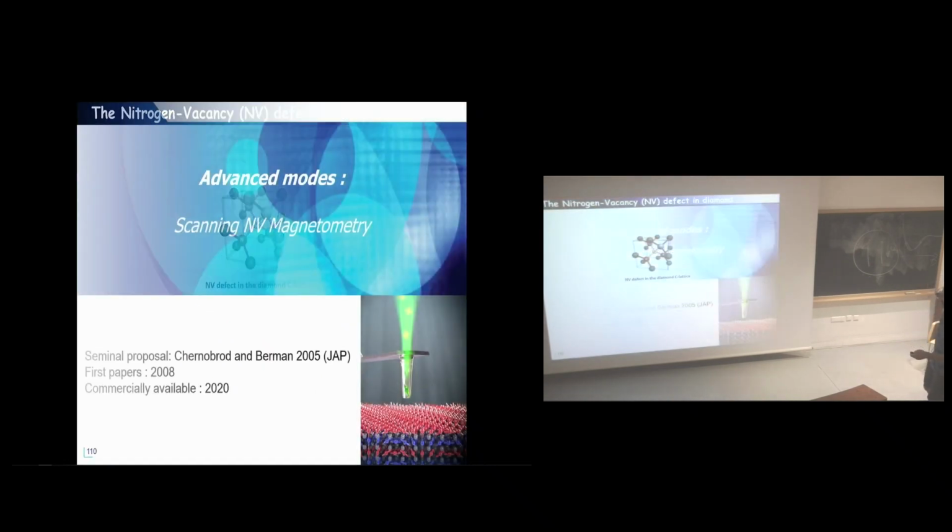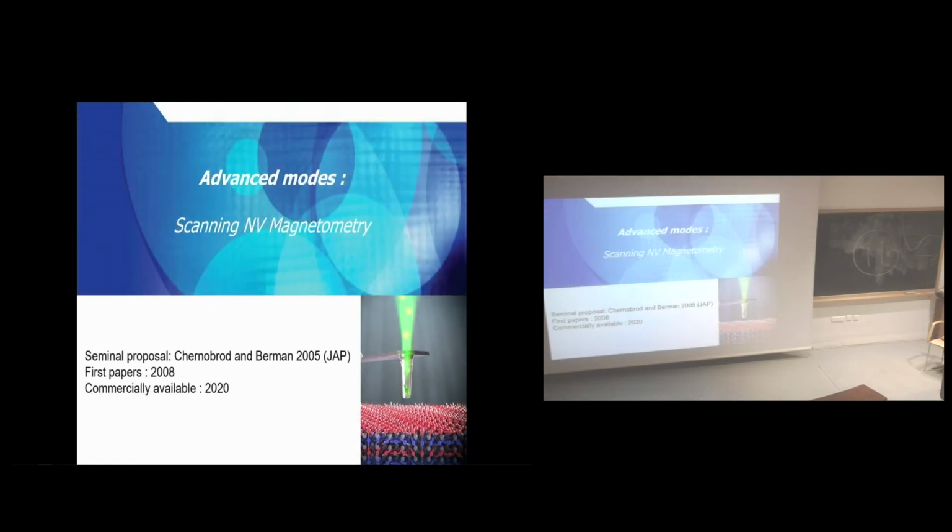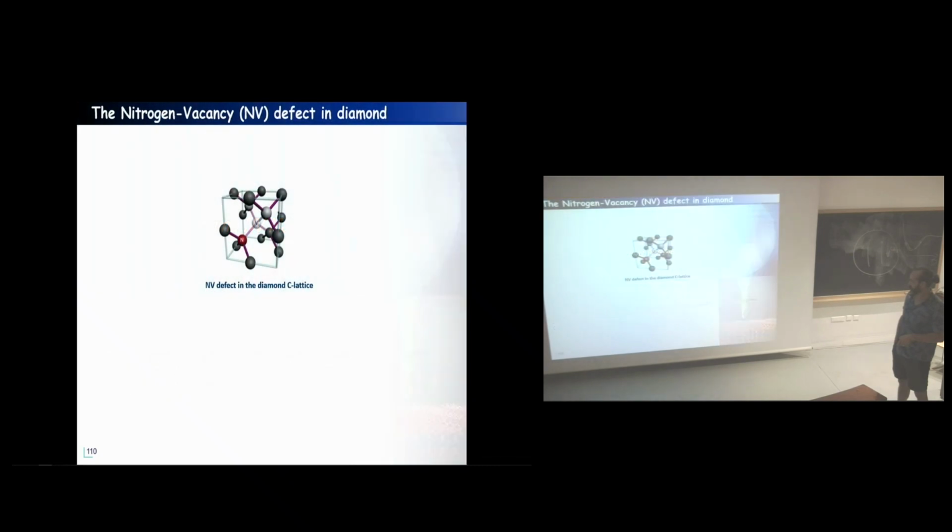Okay. So, scanning NV magnetometry. I have a few slides about it, but I wanted to talk about this because it is something very new in the field. The first proposal was made in 2005, the first paper in 2008, but those kinds of systems and probes have been commercially available only since 2020. You need one, for sure.